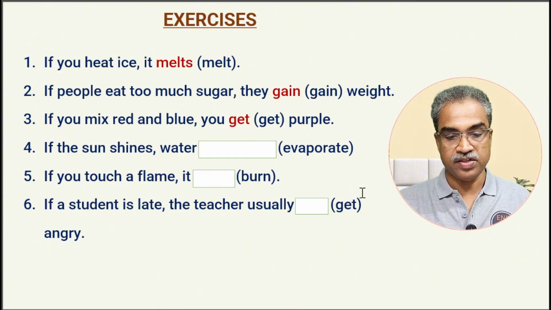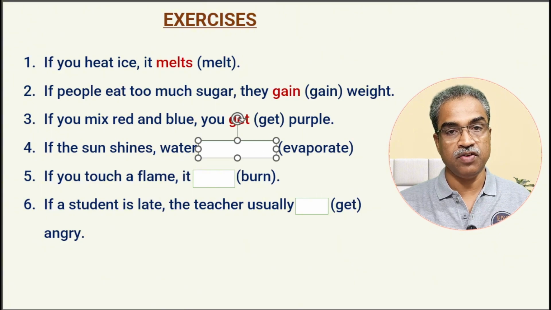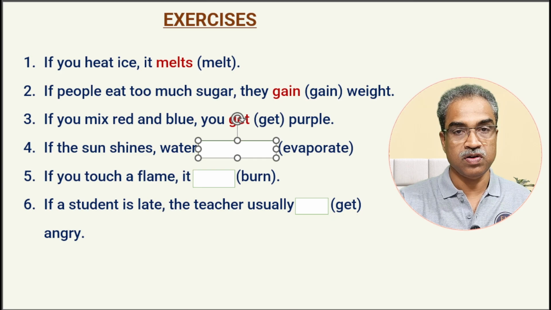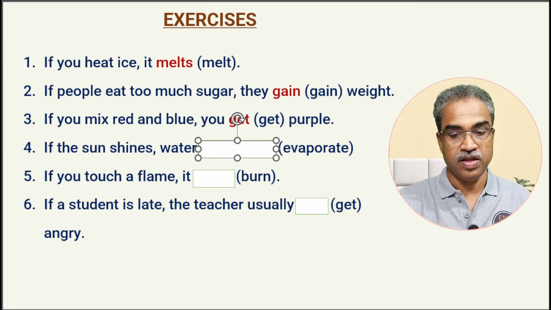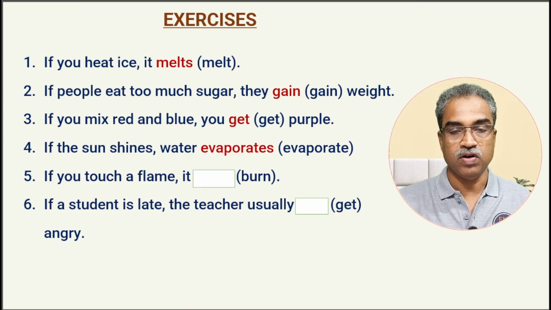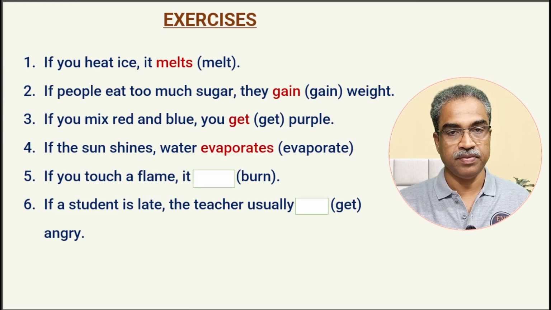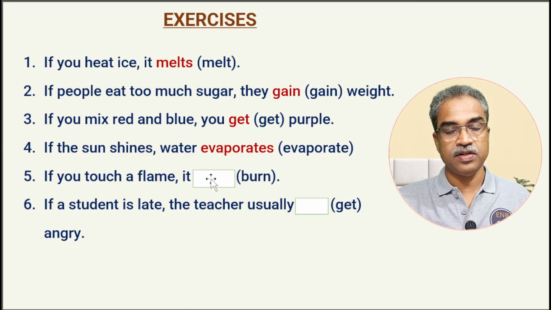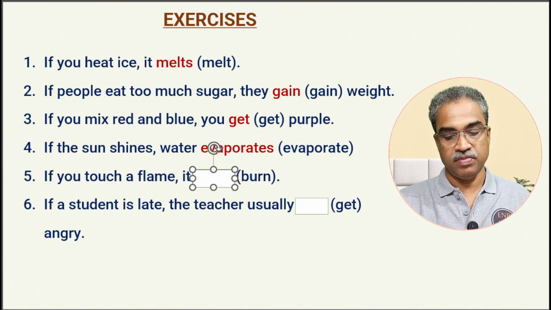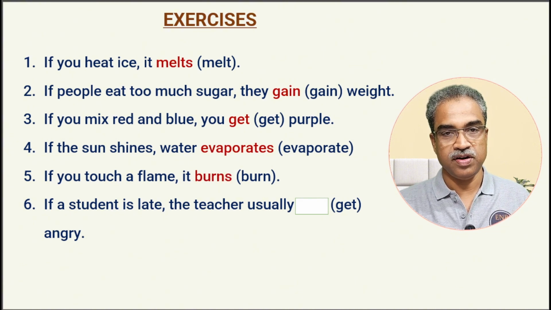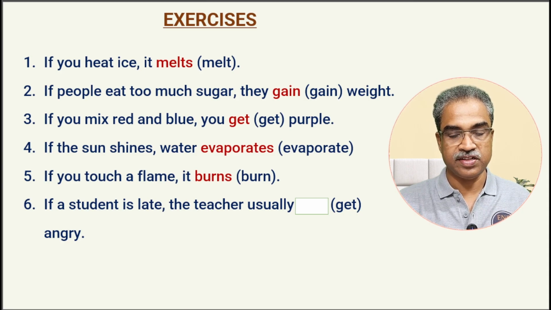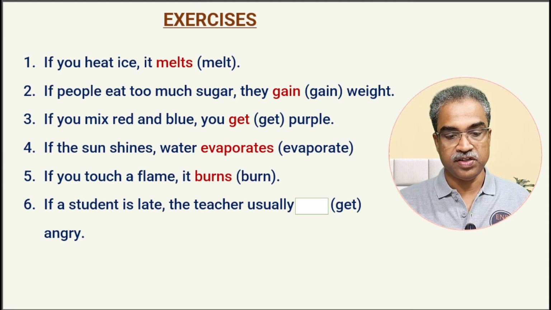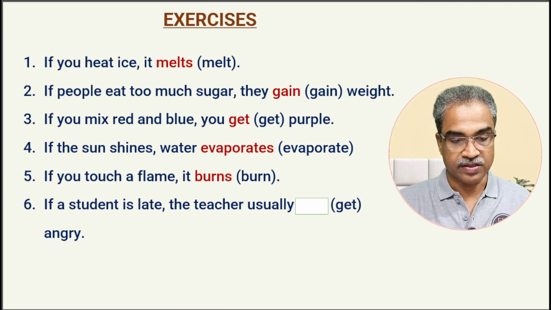Now, if the sun shines, water, what will happen to water? If the sun shines, water, water is it, third person singular. So, evaporate is the verb I have given. You need to add an S. Water evaporates. It's a fact. It's a truth. Next, if you touch a flame, it burns. Burn is the verb in brackets. So S is added. Why is S added? Because the subject there is it, third person singular. So we need to add an S.